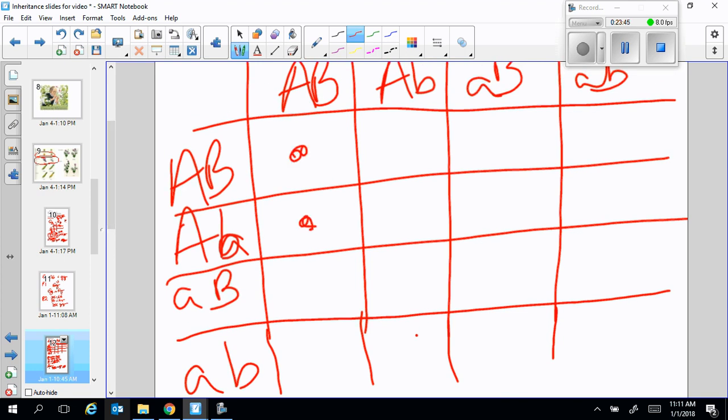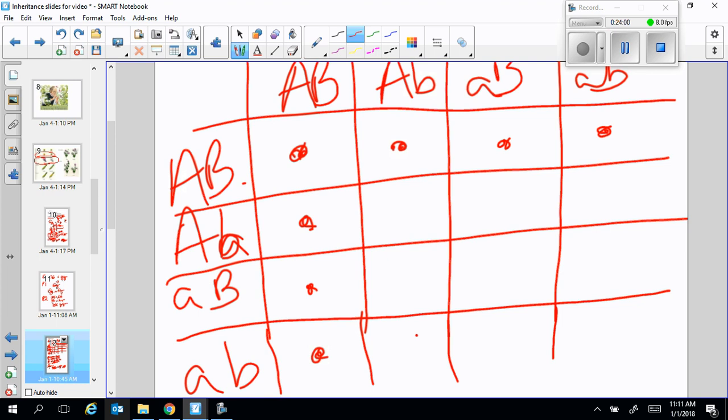All of these down are going to have a big A and a big B. All of these across are going to have a big A and a big B. All right, does that make sense? Everyone across here is going to get a big A and a big B. Everyone down here is going to get a big A and a big B.